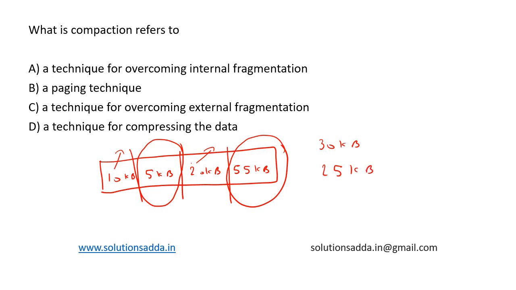So in compaction, we copy all the free memory spaces together to a single location. So this 10 KB and this 20 KB would be combined and a new partition of 30 KB would be created here. So using this, we can allocate this 25 KB. So compaction is the technique used for overcoming external fragmentation. Option C is the correct answer.